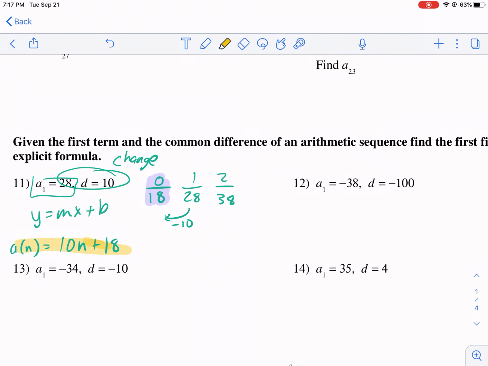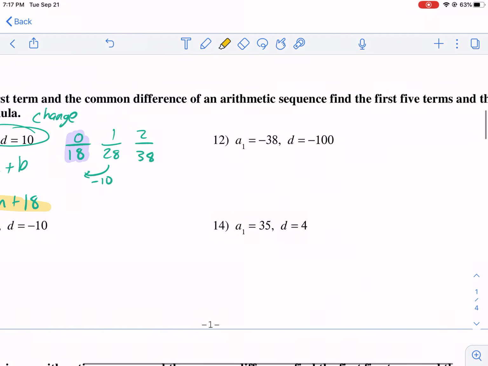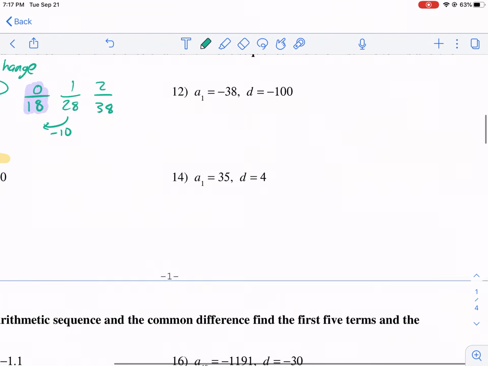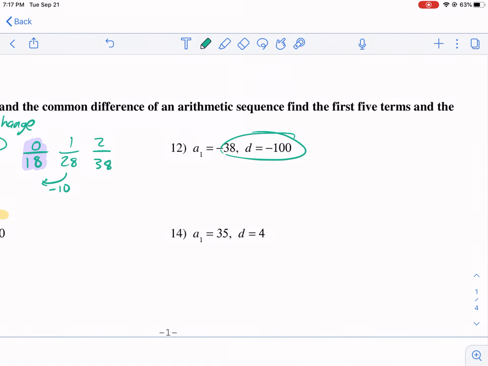Okay, now let's go to another one just so you can get the hang of it. Okay, again, our common difference. Do we really want to do that one? All right, let's do it. So our common difference is negative 100. That's going to be our slope. We're going to put that in front of n. And then negative 38 is our first term, so we've got to go backwards.